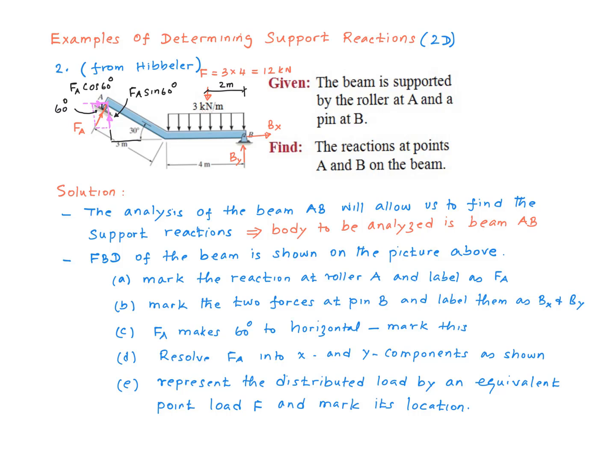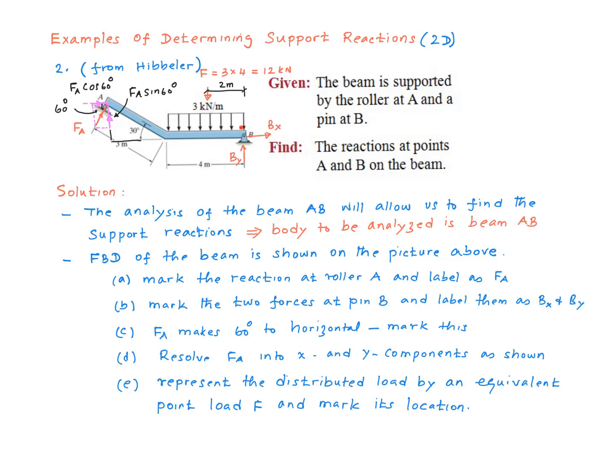Like I have done in the earlier example, I want to take this force and resolve that into two components, horizontal and vertical. So my horizontal component will be FA cosine 60, and my vertical component will be FA sine 60. So with respect to this direction, these are the directions for the horizontal and the vertical components.